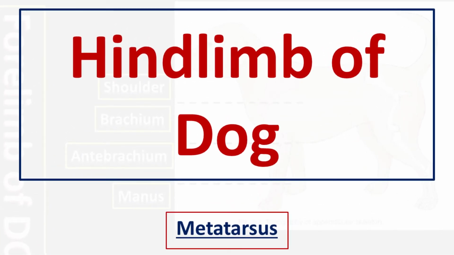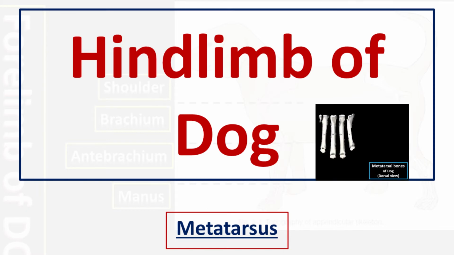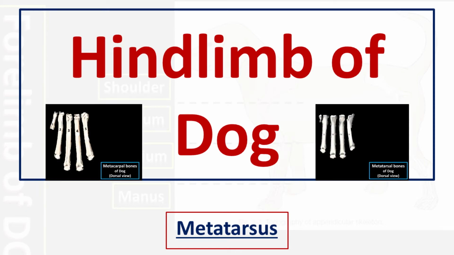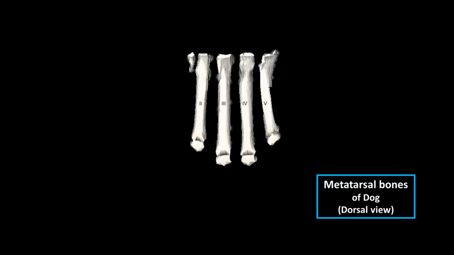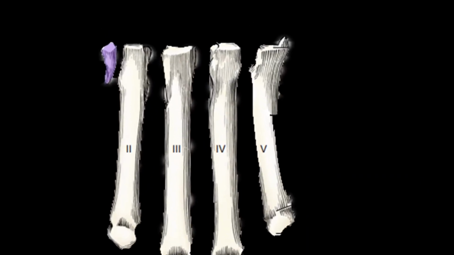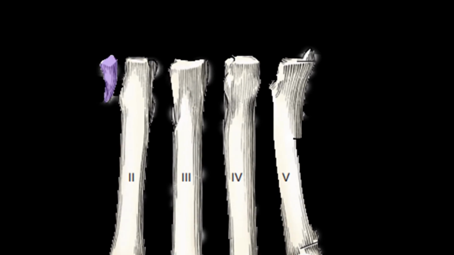Today in this short video, we will discuss the metatarsal bones, which resemble the metacarpal bones present in the forelimb, except for the first metatarsal bone. You can see that the first metatarsal bone is rudimentary, blunt, cone shaped and compressed laterally. It articulates with the first tarsal bone proximally, as you can see in the diagram.